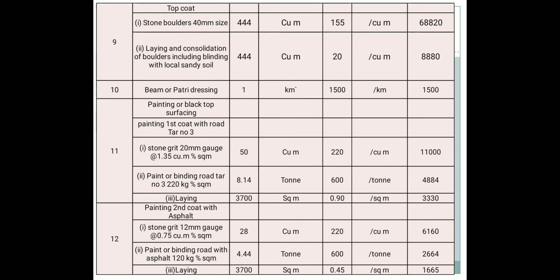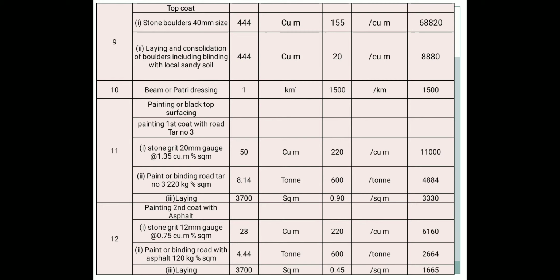For the painting, with the first coat of road tar, for the stone grit 20 mm is 50 cubic meter, 220 per cubic meter is 11,000. For the paint or binding road tar, it is 8.14 ton, 600 per ton is 4,884. Laying 3,700 square meter, 0.90 per square meter, that is 3,330.